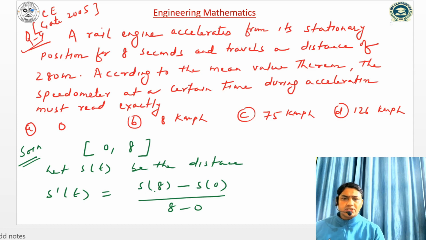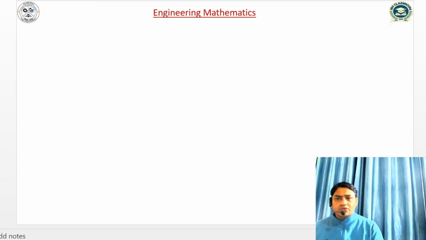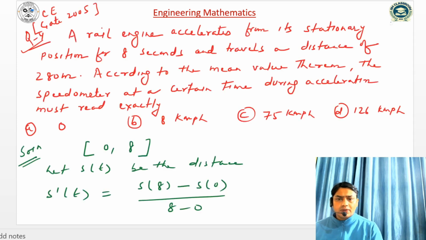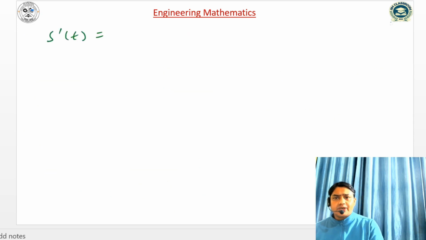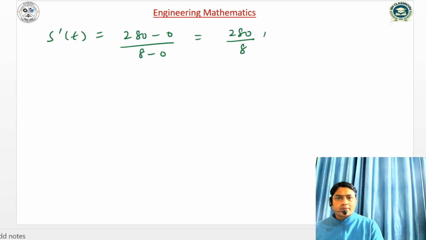So here, because the value of distance at t equal to 0 is not equal to the value of distance at t equal to 8 seconds, we can write s dash t is equal to, the distance at 8 seconds is 280 meters. So it will be 280 minus 0 divided by 8 minus 0. So it will be 280 divided by 8 meters per second.